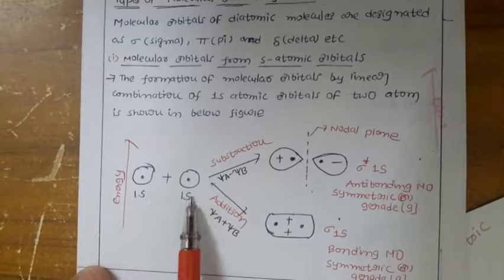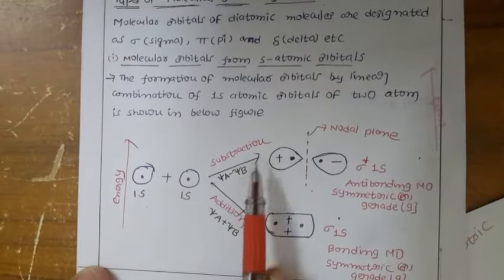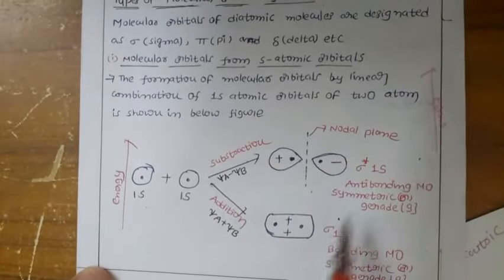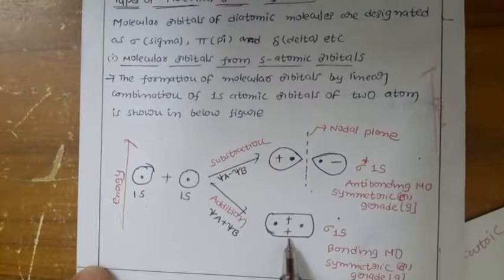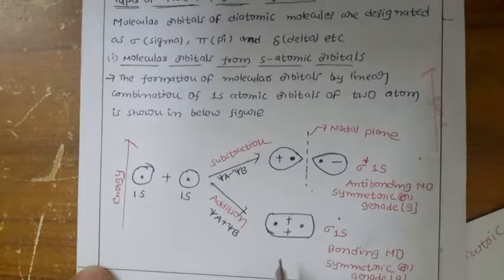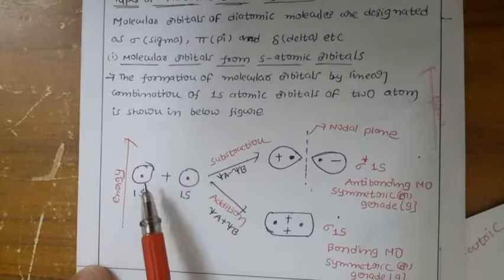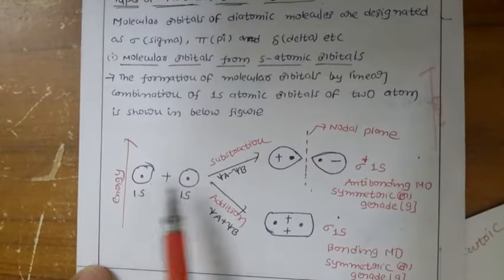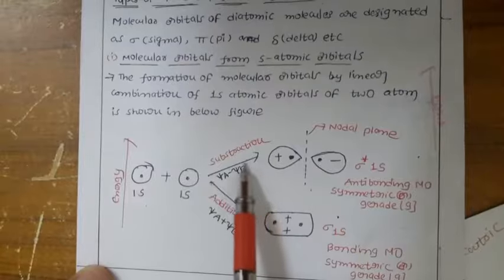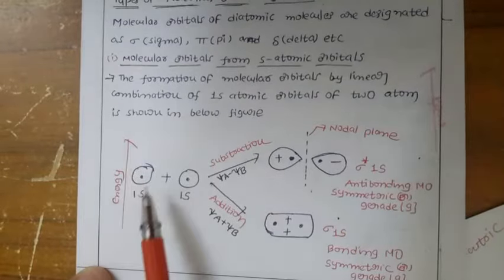They are going to combine together. You are getting the molecular orbitals. So one is what? Bonding, anti-bonding. As we discussed already, bonding has less energy compared to the parent atomic orbital. Antibonding molecular orbital has more energy compared to what? The parent atomic orbitals.